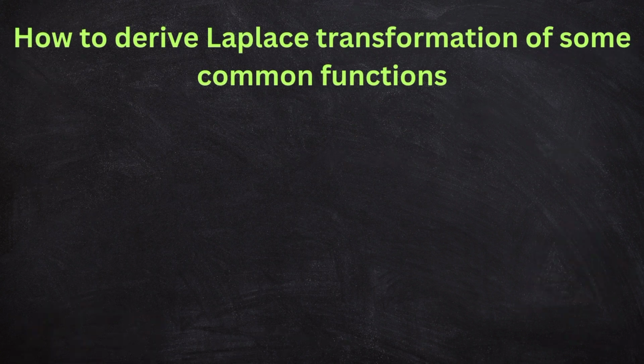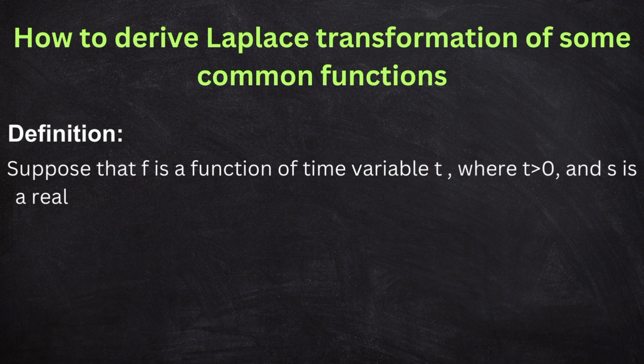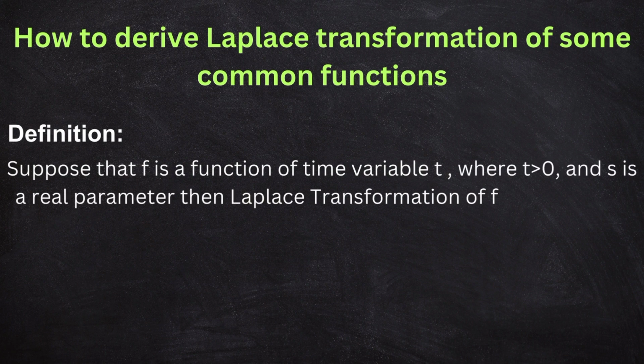In this lesson we will see how to derive the Laplace transformation of some elementary functions such as e to the power t, sine of t, cosine of t and so on. Before moving on, let's see the definition of Laplace transformation and its expression. Suppose you have a well-defined function f of variable t, which is time, and another constant parameter s, then Laplace of f is defined as this equation.